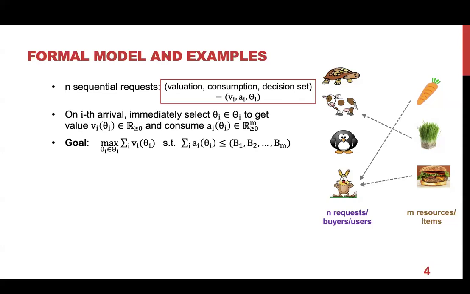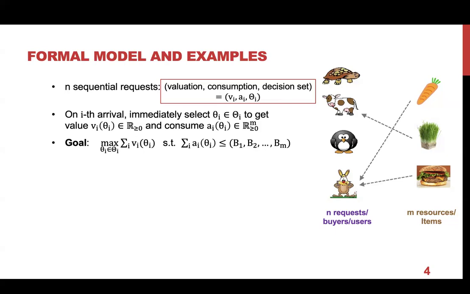So the question is, you're getting these requests, you want to maximize. The overall goal is to maximize the total value, the sum of the valuations. So for the ith request, I make some decision theta_i in the decision set capital Theta_i, getting v_i(theta_i), subject to my resource budget constraints. So the summation over a_i(theta_i) needs to satisfy all the budgets, B_1, B_2, up to B_m, for the m resources. The problem is challenging precisely because you have limited budgets. So you cannot satisfy every request by giving it the highest, all the resources. That's the main challenge.